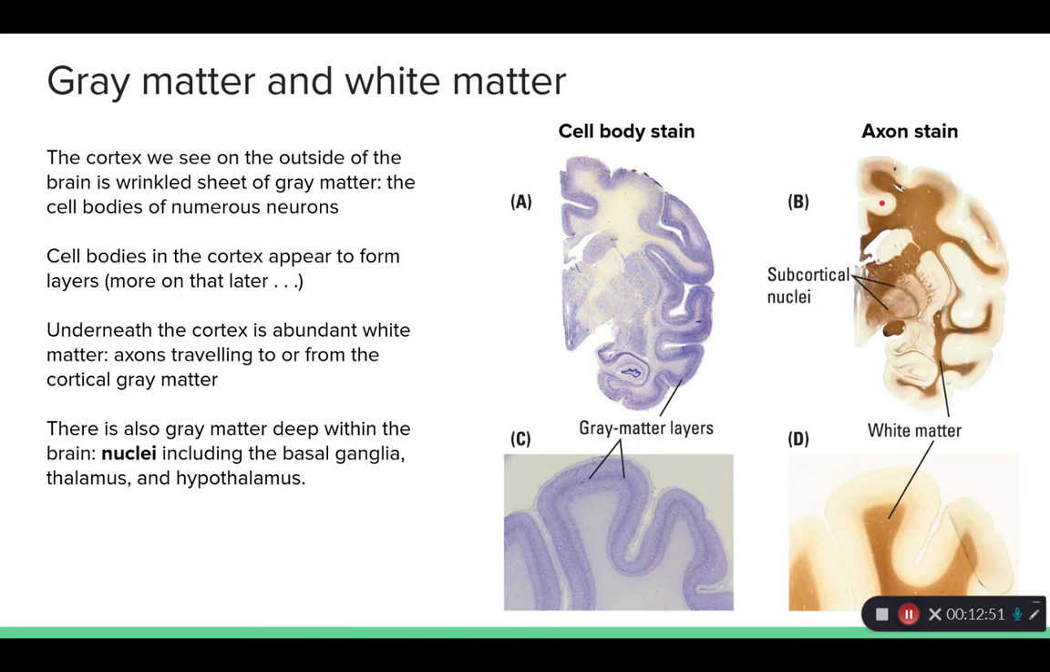So we can see the complementary structure of gray and white matter here using a cell body stain or using an axon stain. Now, one other thing I want to point out here is that these different stains can be useful for visualizing different things. So, for example, if we look here in this slice with the axon stain, you'll notice these voids here, these areas that are completely devoid of stain, or maybe have a paler stain than the white matter areas.